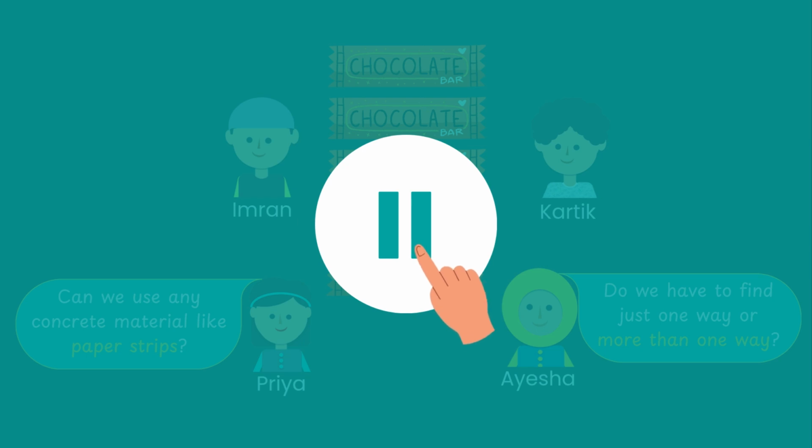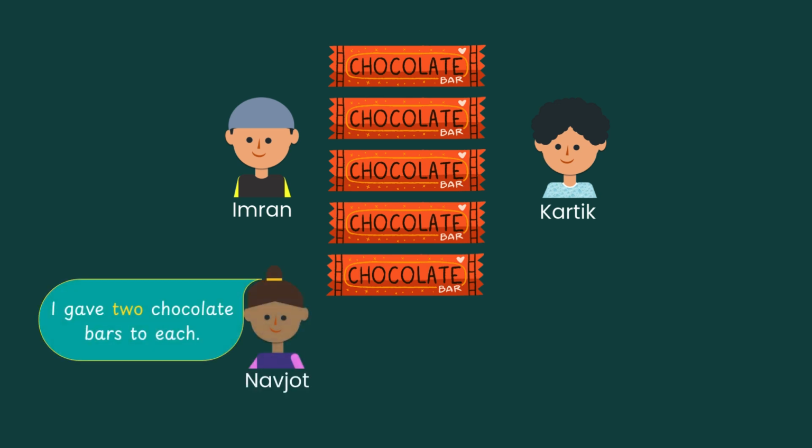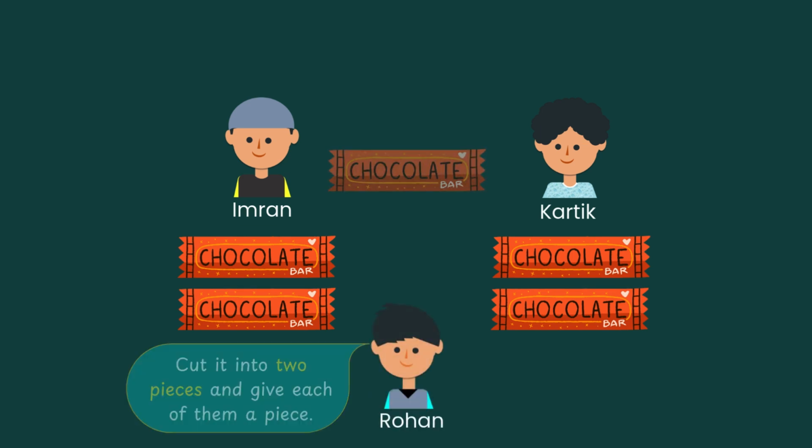All right. Welcome back. Let's see what you discovered. Navjot, what did you find? All right, you gave 2 chocolate bars to each. So Imran gets 2 chocolates, and Kartik gets 2 chocolates. That is a good start. But we have one more left. What should we do with that last chocolate bar?